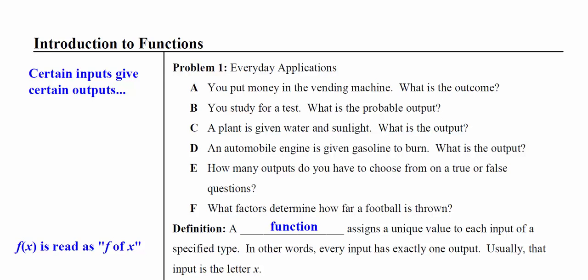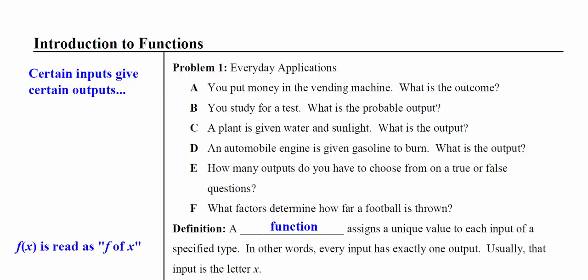Now, on a true or false test, you have a couple of options, literally. You have two options. It's either true or it's false. So depending on which one you pick is the output you're going to get. It's either correct or incorrect.